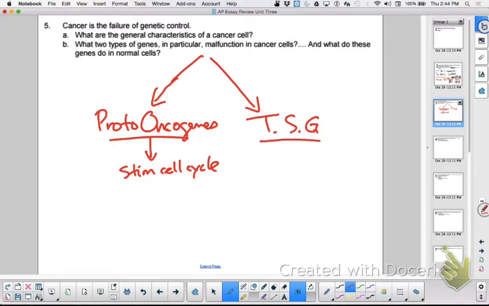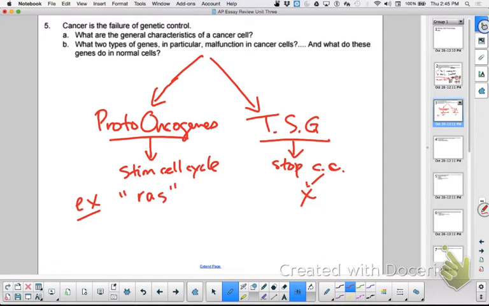Normally tumor suppressor genes will stop the cell cycle, check to see if everything's going well, and if it's not going well, then they'll kill off that cell. Apoptosis. So this would be like the gas, and the tumor suppressor the brake. What's an example of a proto-oncogene? RAS is like stepping on the gas. That's an example of a proto-oncogene.